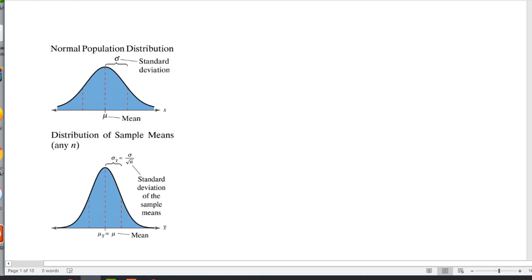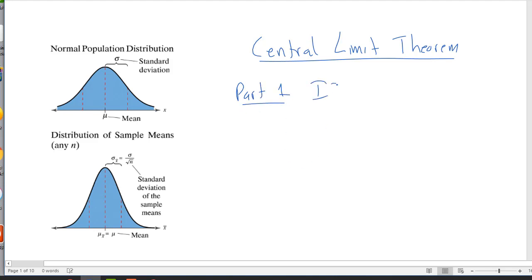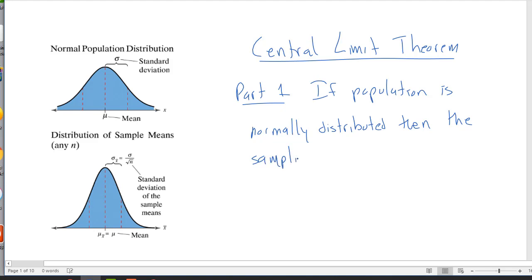All right, so if the population is normal, the central limit theorem, let's call this part 1, basically says if the population is normally distributed, then the sampling distribution of sample means is also normally distributed.